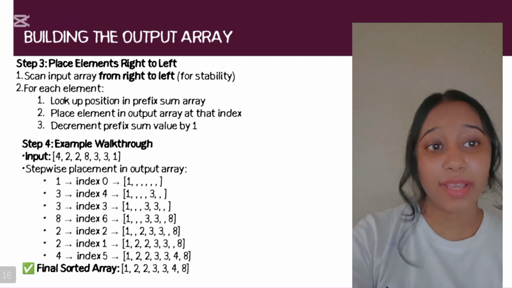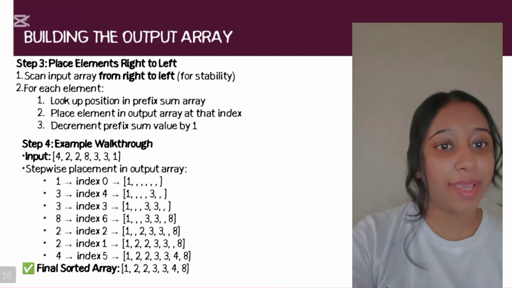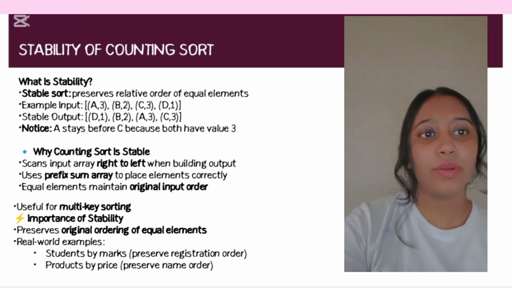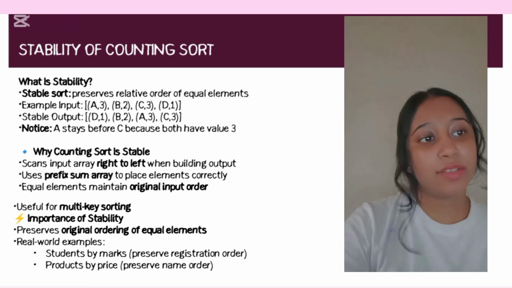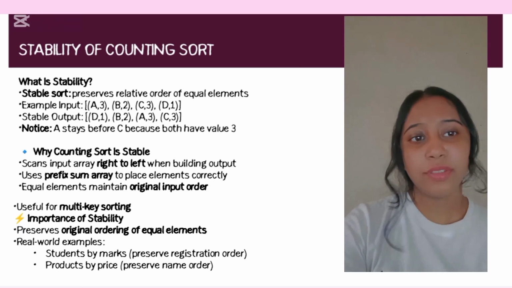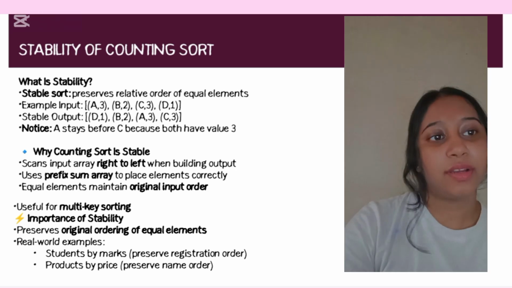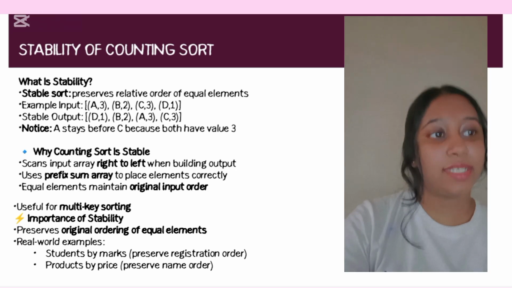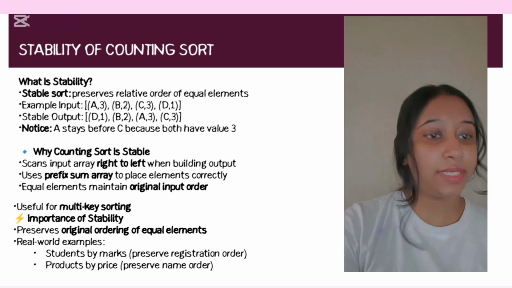Final sorted array: 1 2 2 3 3 4 8. Did you know that some sorting algorithms can change the order of equal elements? Counting sort, however, is stable, and that's one of its biggest strengths. Let's see what that means.